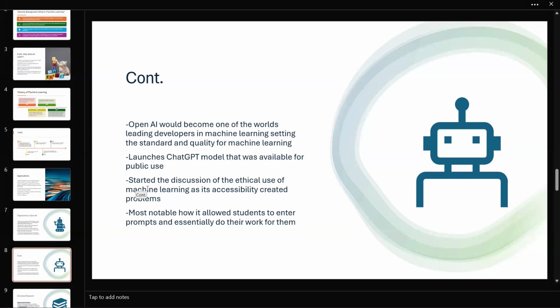Now, this started a discussion of the ethical use of machine learning, since its accessibility can create some problems. Think of how students would use ChatGPT to essentially do their homework or essays, or any type of prompts given to ChatGPT. Students would be able to take shortcuts, take the easy way, and not really learn anything from the assignments given. This is a problem which we would later discuss, but it is something we as engineers and developers have to deal with.